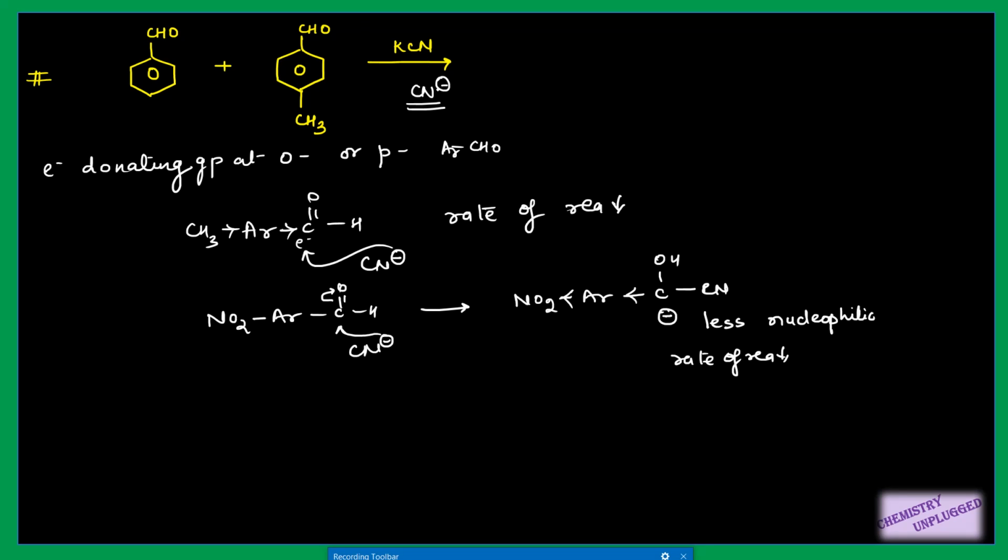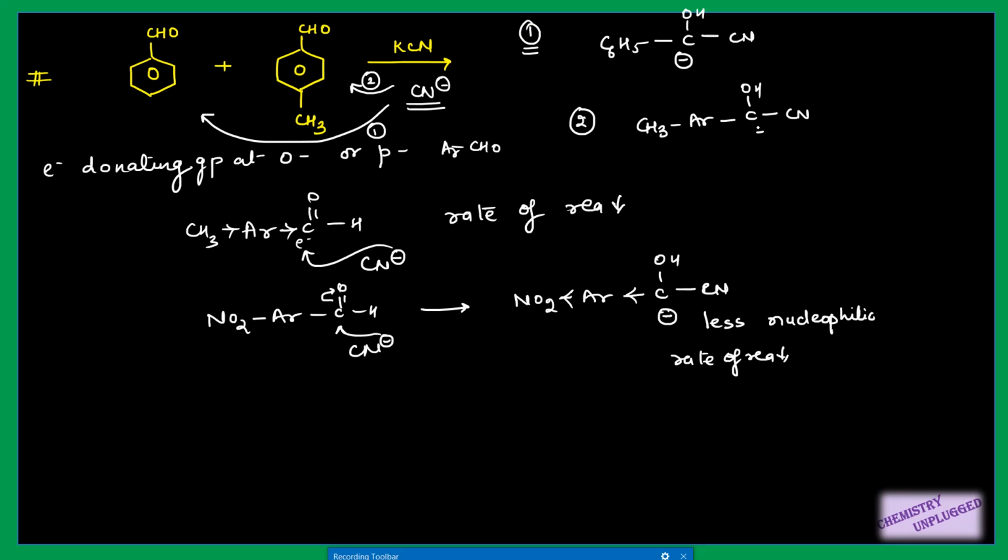What I want to say is, suppose I have this CN minus. This CN minus can attack on this aldehyde or it can attack on this one. Suppose I am first attacking on benzaldehyde. This is the first step when it is reacting with it, right? So what type of carbanion will it generate? I am directly writing the carbanion generated. It will generate this carbanion, and if it attacks on this one, it will generate, suppose, a second type of carbanion. This is my second carbanion.